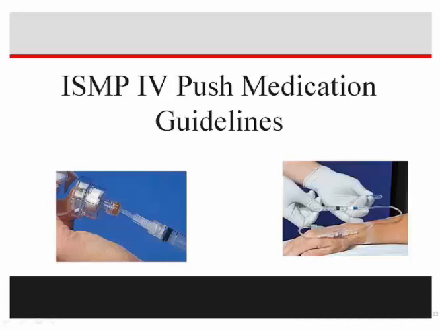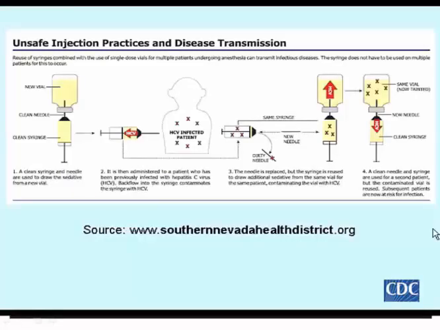And ISMP has 26 pages of IV push guidelines. And one of the reasons why they created the infection control worksheet, which has it in here, was something that happened actually in the state of Nevada. And in Nevada, there was a GI doctor who owned a couple of outpatient clinics, and he would do endoscopies and mostly colonoscopies. And he wanted to save money by reusing syringes.